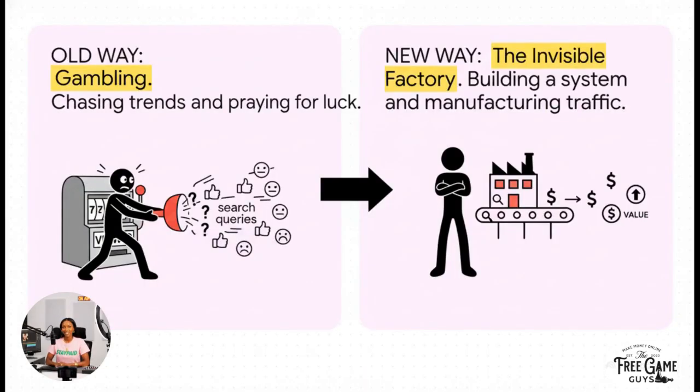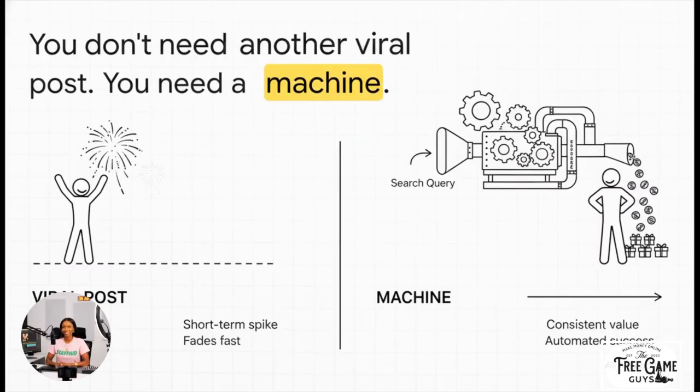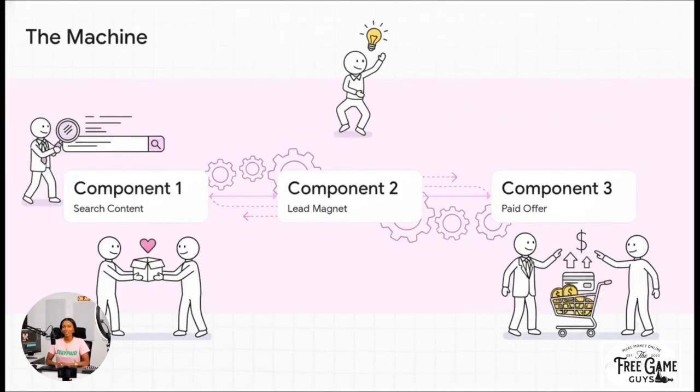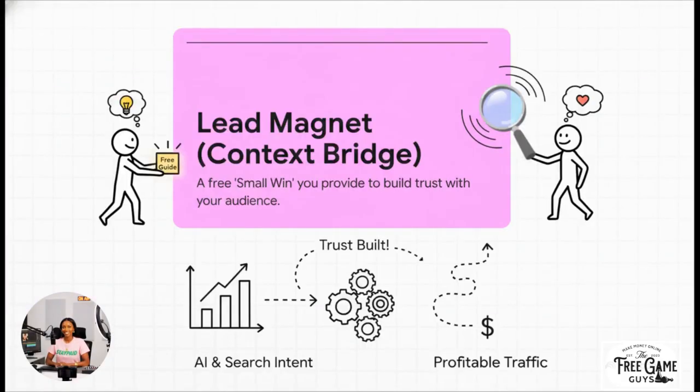So forget the old way. No more viral gambling. We're building an invisible factory. That's right. You don't need another post. You need a machine that works while you sleep. And this machine, it's actually pretty simple. It has just 3 core parts. The key is the lead magnet. It's a free, small win that you give away to build trust.